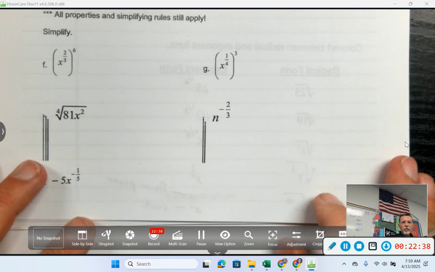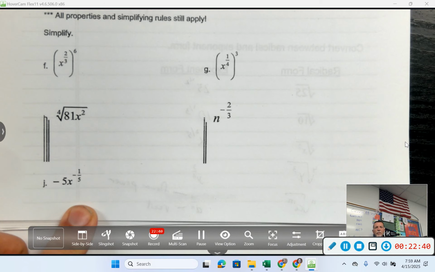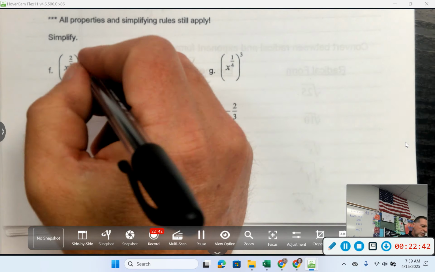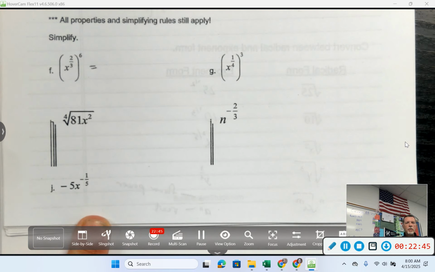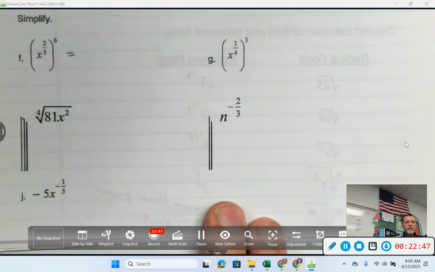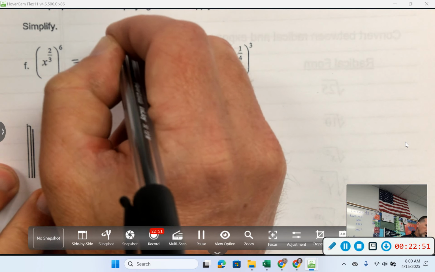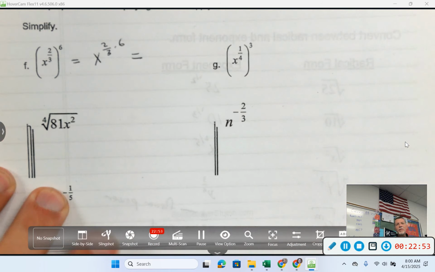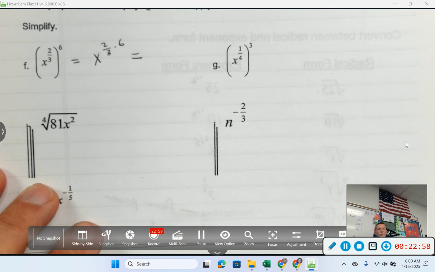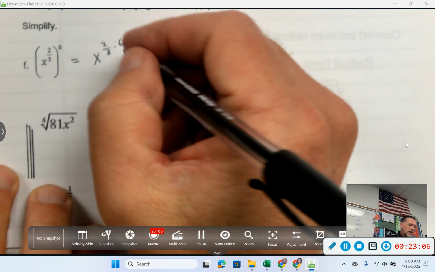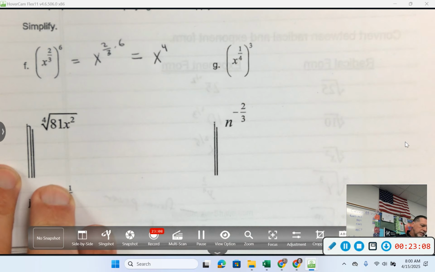Okay, and then we get to just letters, and sometimes this freaks people out, especially with fractions. But what do we do when we have a power to a power? Multiply. 2/3 times 6. Oh, some people don't know how to multiply fractions. That's frustrating. Top times the top, bottom times the bottom, right? Don't do 6 times 2 and 6 times 3. That's the favorite mistake. 12 divided by 3 is 4.